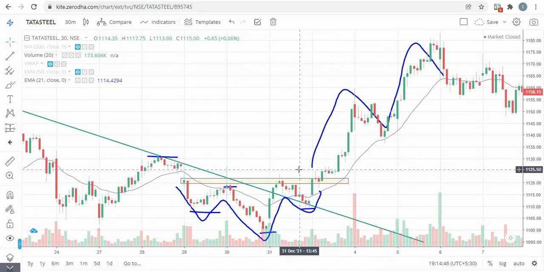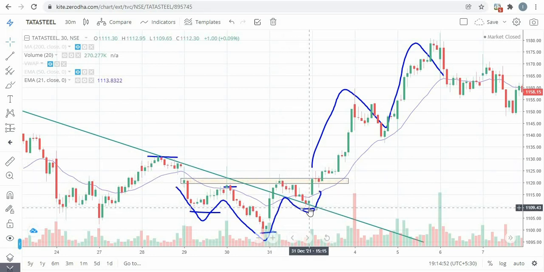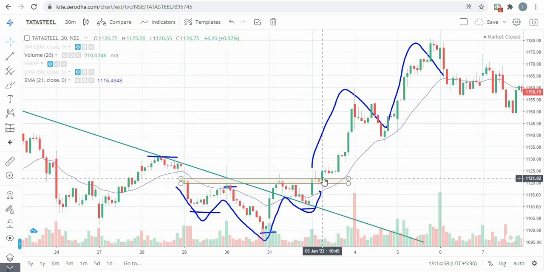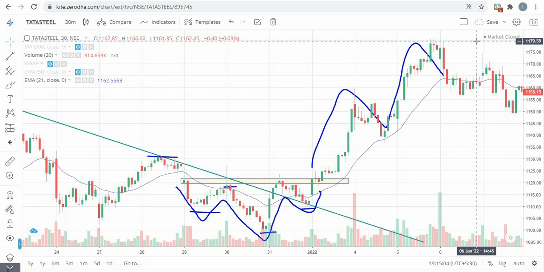This is the significance of the inverse head and shoulder pattern, because the higher low formation indicates the strength of the bulls and the weakening of the bears. As it broke above this level, which was the resistance area, we saw a big move towards the upside. Now this is the 30-minute chart.